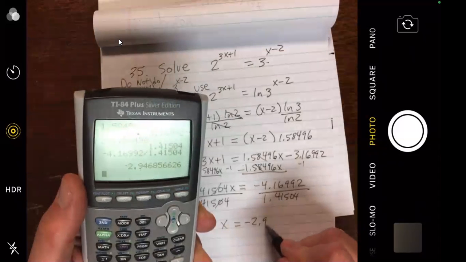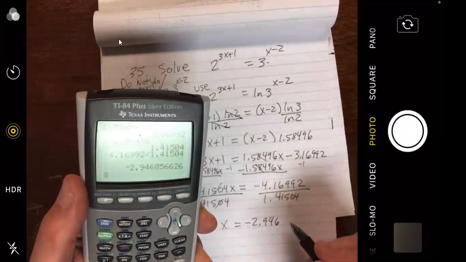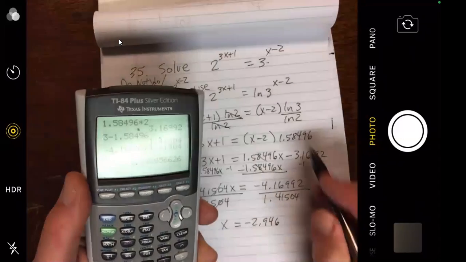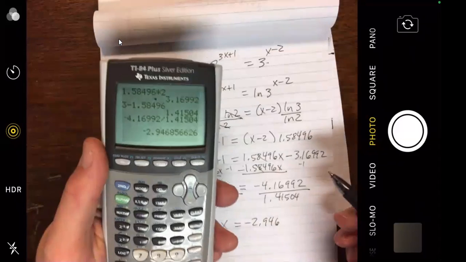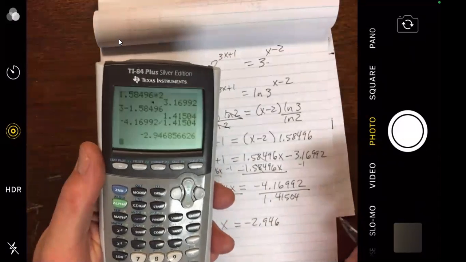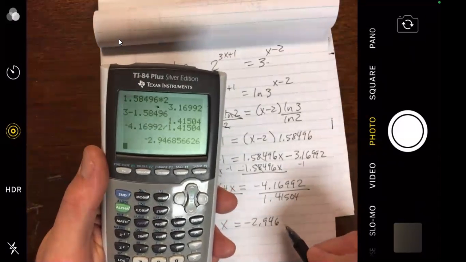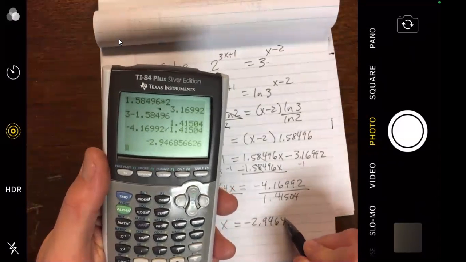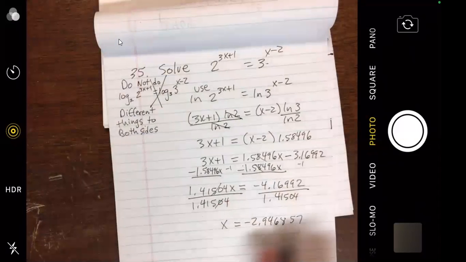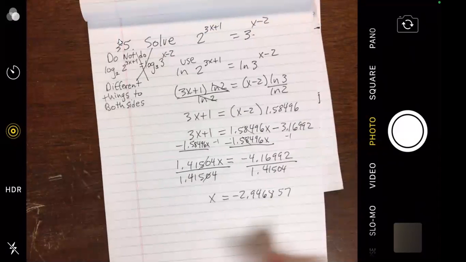Negative 2.946. Because of the approximations, I probably rounded different from the book, so it may not exactly match. There's 6 places, and 6A has 4 places. We'll call it 5, 7. So that could be slightly different, but it should be pretty close. I won't bother to look it up.